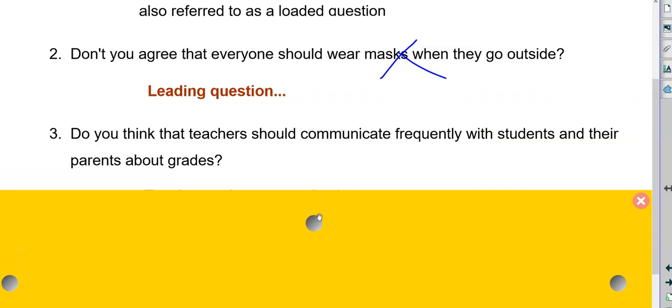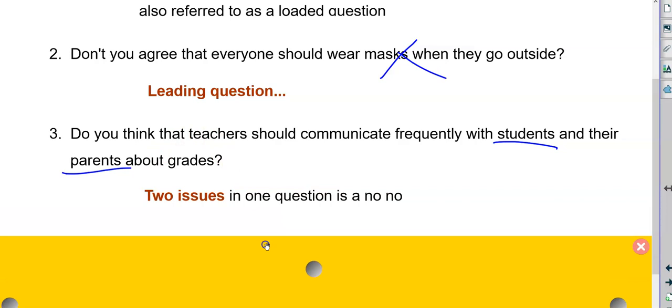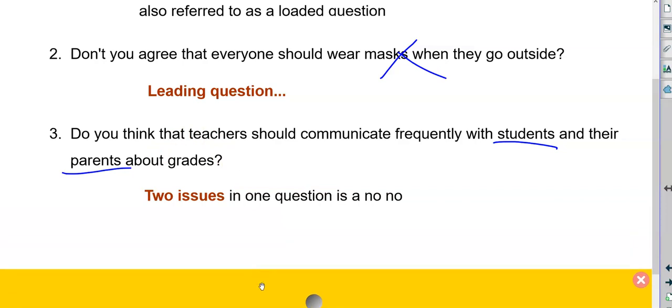Do you think that teachers should communicate frequently with students and their parents about grades? There are really a couple of issues in this, students and parents. Maybe you think they should communicate with students but not parents. So having two issues in one question is a no. You can't really answer that.